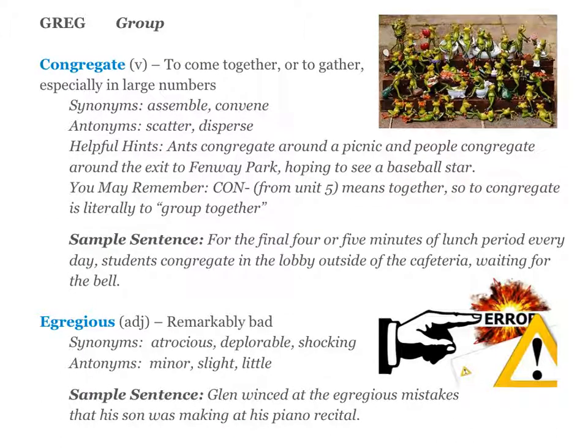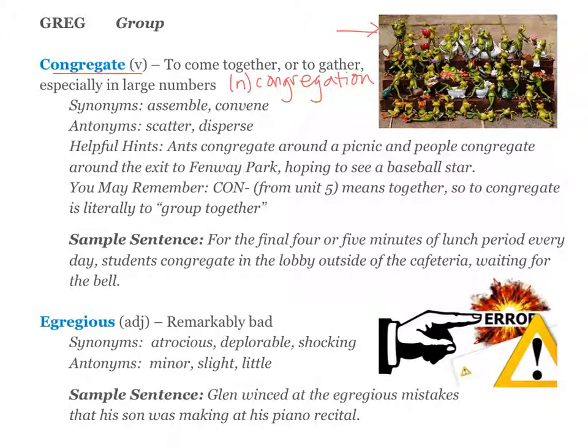Your next root is greg, which means group. And your first word is congregate, which is a verb. It means to come together or gather, especially in large numbers. So these frogs over here have congregated. Your noun form of congregate is congregation, which can be a large group of people. Frogs, there's a congregation of frogs there.